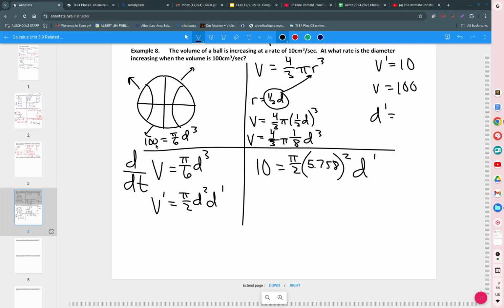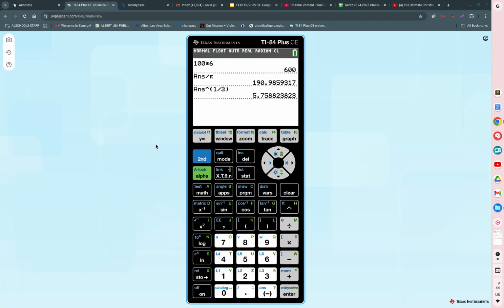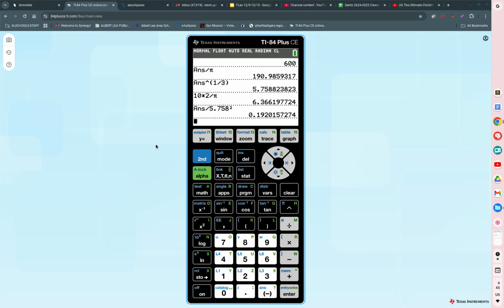To solve for D, I'm going to multiply by 2, divide by pi, and then divide by the 5.758 squared. On my calculator, 10 times 2, divided by pi, and then I divide by 5.758 squared. I get 0.192.